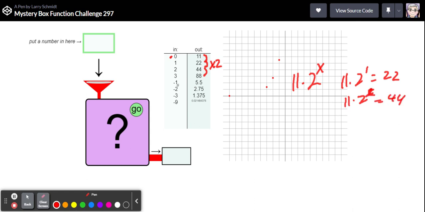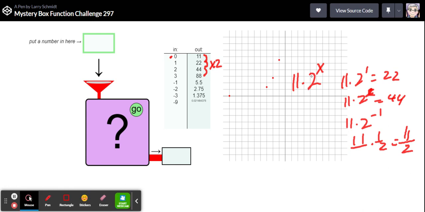Let's try a negative one just to test. So 11 times 2 to the negative 1 power. Well, that's going to be 1 over 2. So 11 times 1 over 2 is 11 halves. That is 5.5. So I think we got this. It's 11 times 2 to the x.